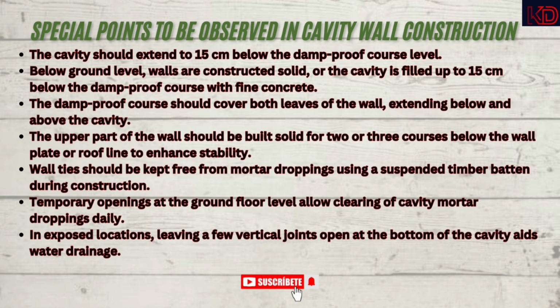Then the third important point is that the damp proof course should cover both leaves of the wall, extending below and above the cavity. This is also an important point.